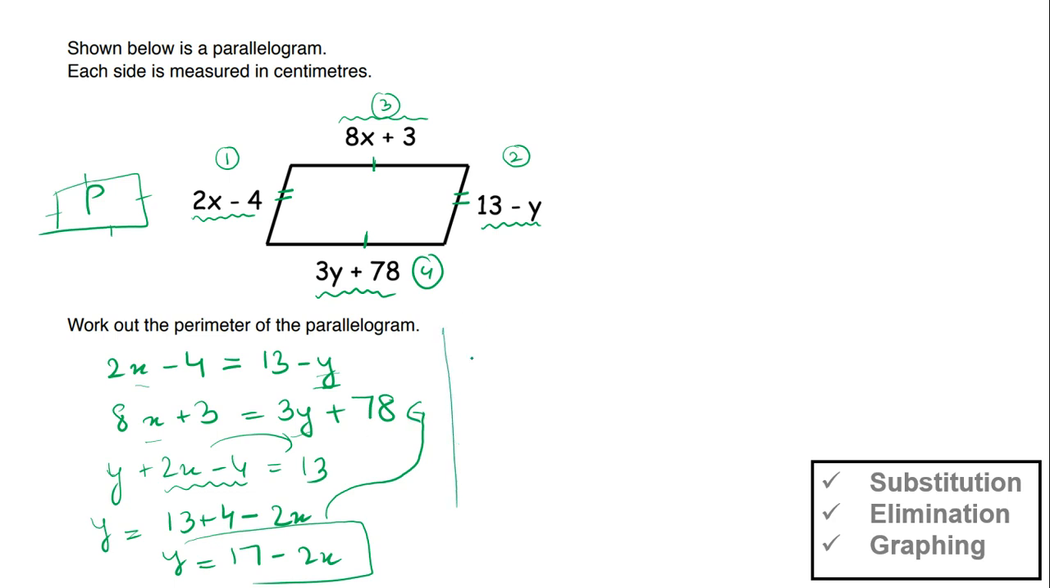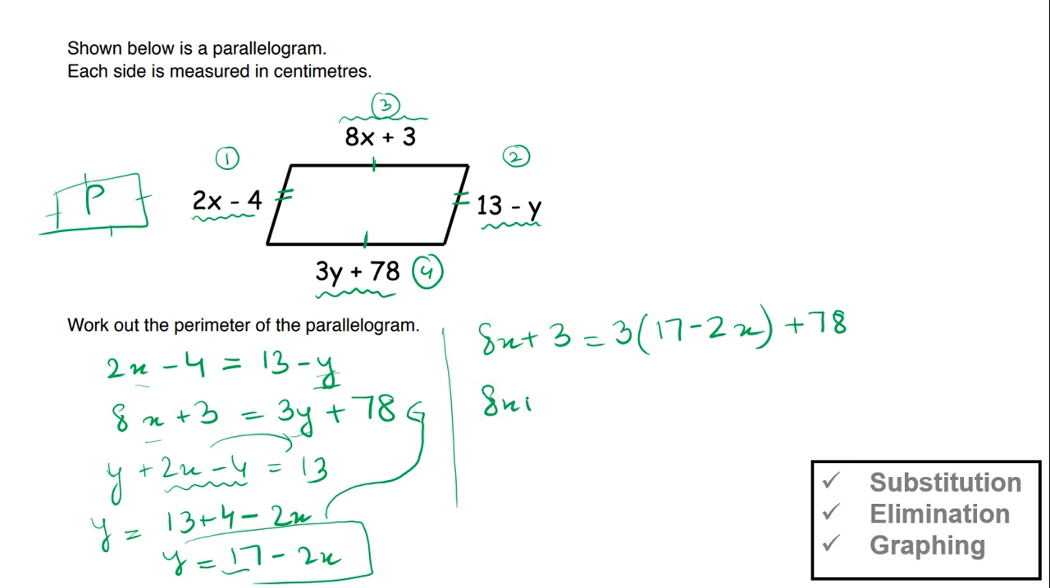So everything else stays the way it is. 8x plus 3, all of that stays the way it is. The 78 will also stay the way it is. The 3 over here, it's 3y. 3 stays the way it is. Y changes. Now my y is basically this right here, 17 minus 2x. So I'm going to put 17 minus 2x inside the bracket there, and then I have a plus 78 on the outside, which means that I gotta solve.